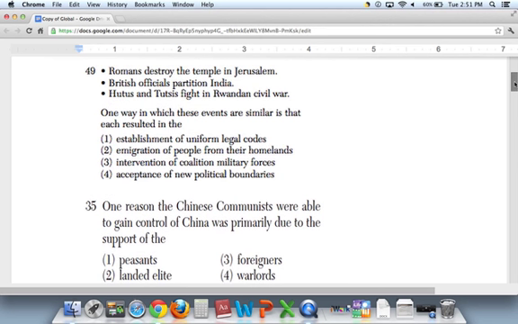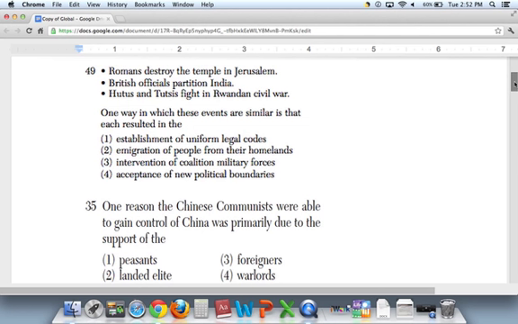Number 49. Romans destroyed the temple in Jerusalem. British officials partition India. Hutus and Tutsis fight in Rwandan Civil War. One way in which these events are similar is that each resulted in 1. the establishment of uniform legal codes, 2. the immigration of people from their homelands, 3. intervention of coalition military forces, and 4. acceptance of new political boundaries.